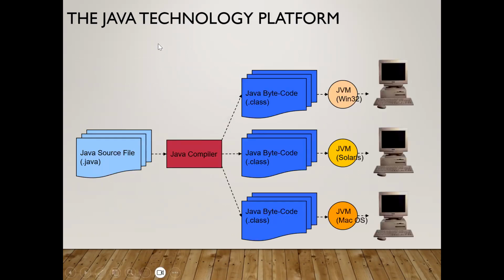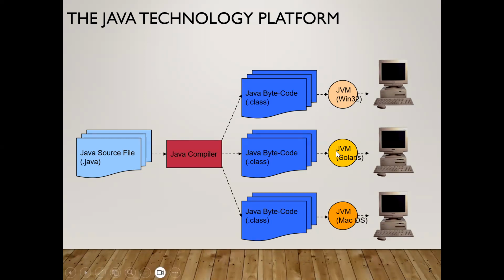See this Java technology platform. So you see a .java file. When it is compiled, what gets created is a .class file. Okay, so the .class file is called Java bytecode. And you will see that this .class file that is created is then executed by the JVM, that is the Java Virtual Machine, the Java Runtime.